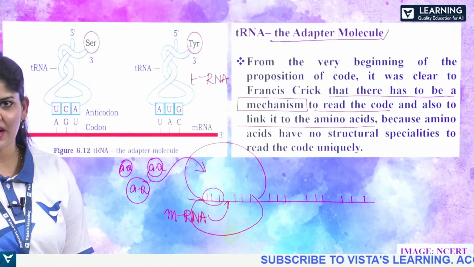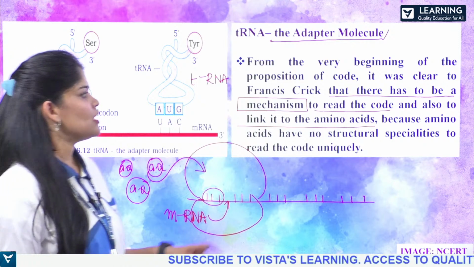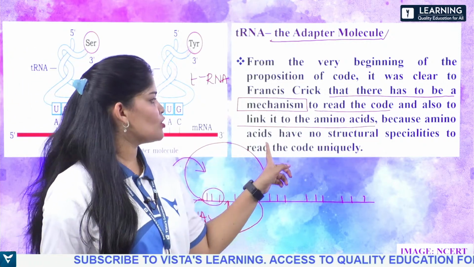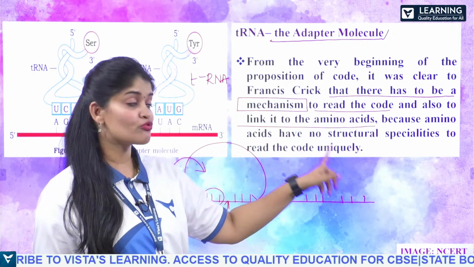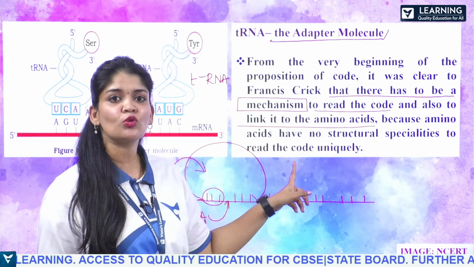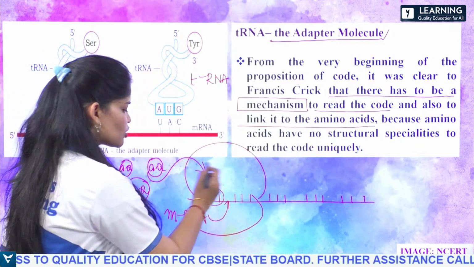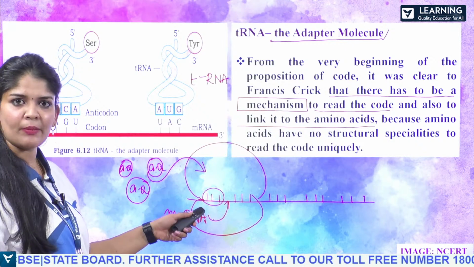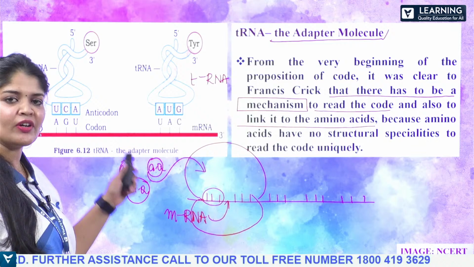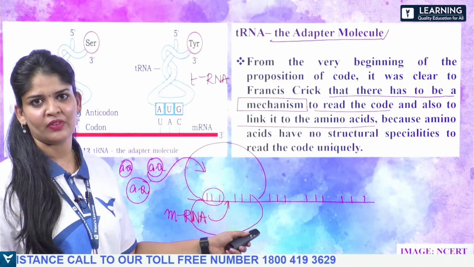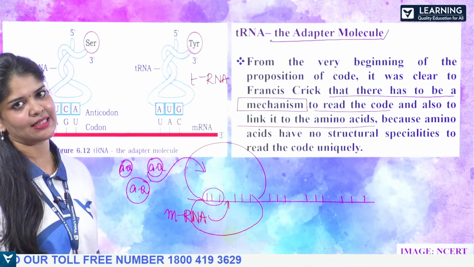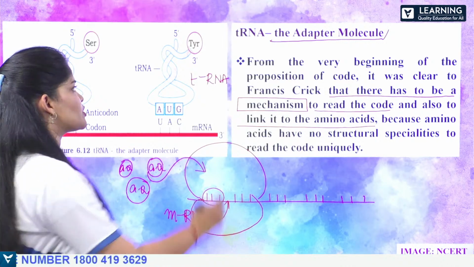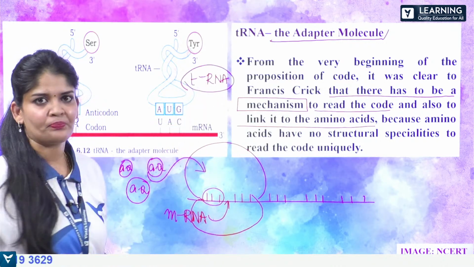tRNA, transfer RNA. Because an amino acid has no structural speciality to read the code uniquely, the code is present on the mRNA and the amino acids are present in the pool. According to the code present on the mRNA, amino acids have to be identified and brought to the site where protein synthesis is happening. And that work is performed by the tRNA.